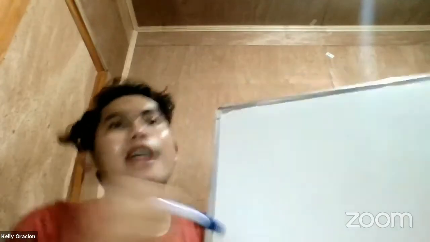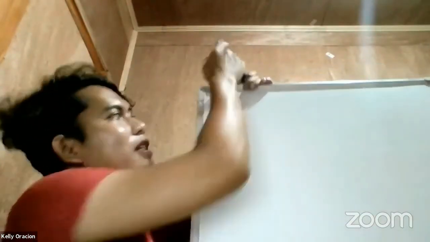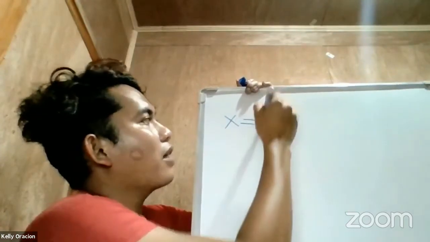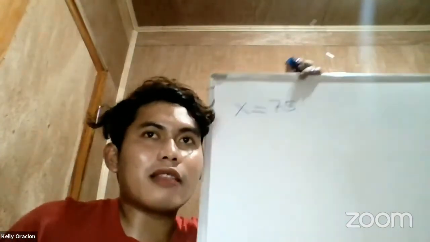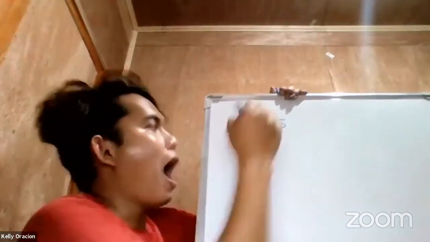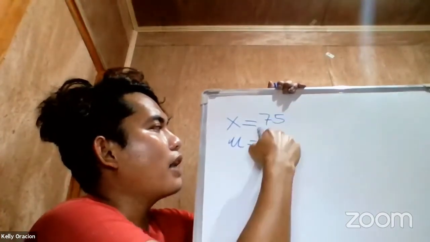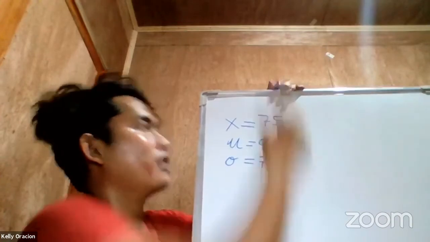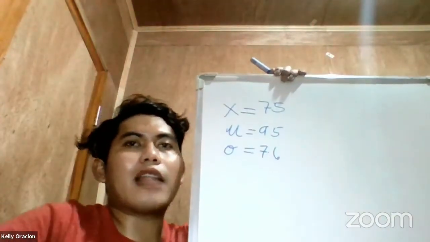Okay. Let's write the given. The given is X is 75. That's our x. We're going to determine ito. Saan ito makikita? Our mean is 95 and our standard deviation is 7.6. So this is our given. Okay? Ito yung given natin.